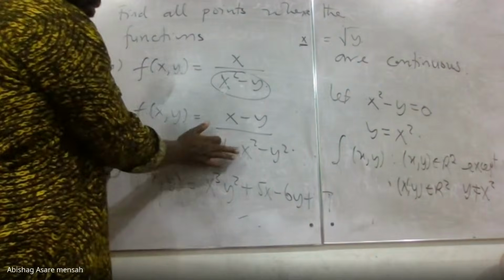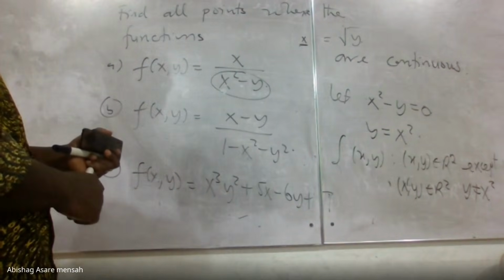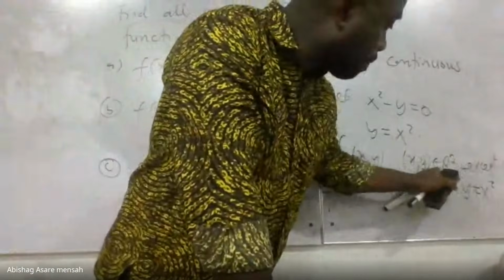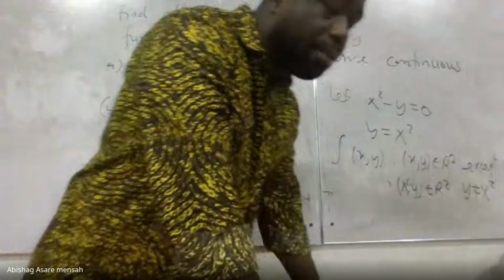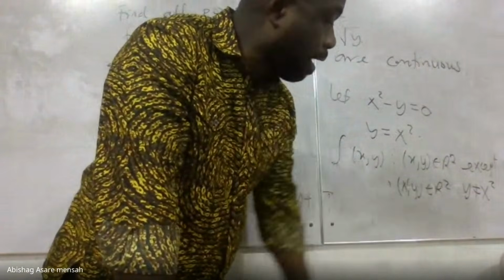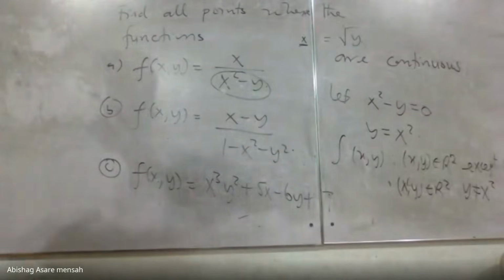And let's move on to this one. Sir, for the final answer, you say x and y belong to all real numbers except y equals x squared. Yeah, I said that you can write it that way. Or you say that x and y belong to all real numbers, y is not equal to x squared. Okay. Thank you, sir. You're welcome.